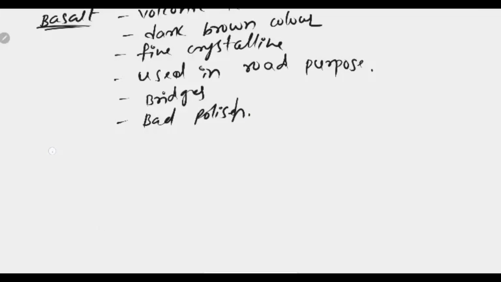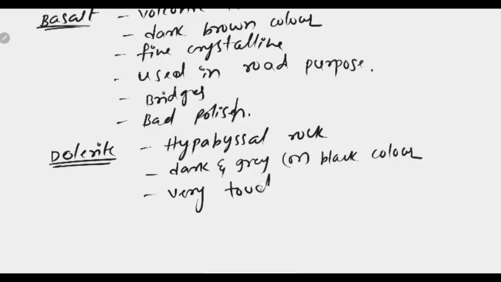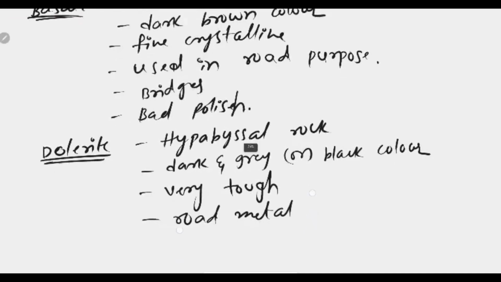And another example is dolerite. Its important properties are it is a hypabyssal rock, dark gray or black in color. It is very tough, widely used in road metal. Intermediate rock between the gabbro and basalt. Okay. Next topic.